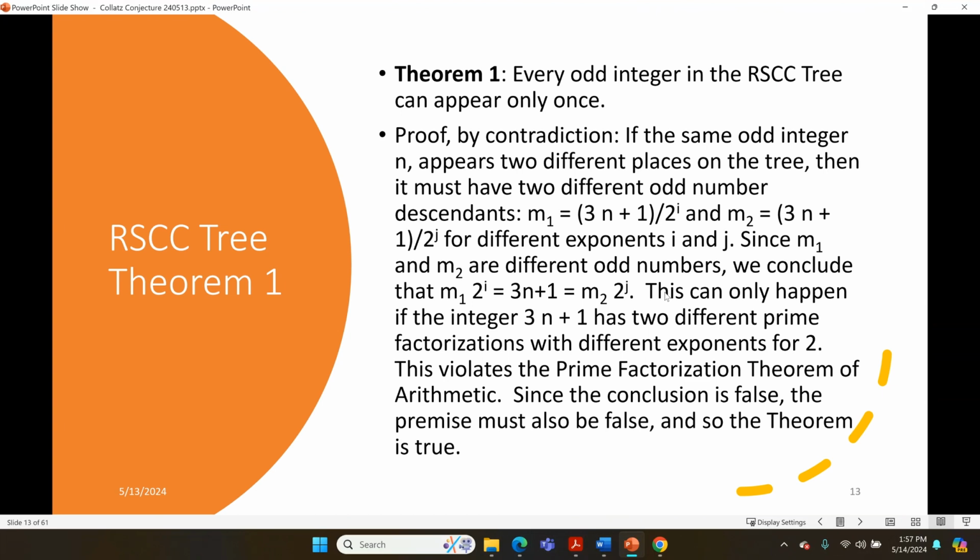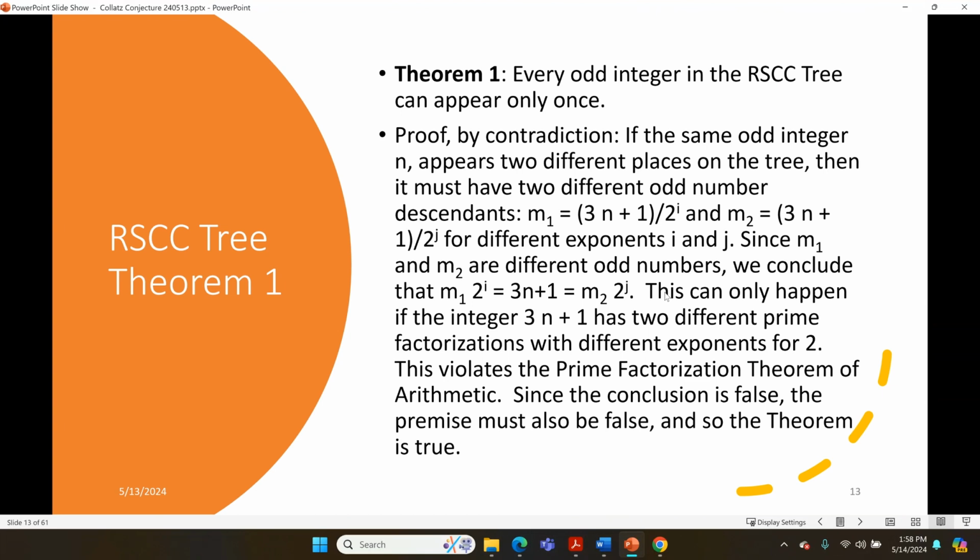A little bit of algebra. We just show that m1 times 2 to the i would be 3n plus 1, and that would also be m2 times 2 to the j. This can only happen if the integer 3n plus 1 has 2 different prime factorizations with different exponents for 2. This violates the prime factorization theorem of arithmetic, so therefore that cannot be true. So therefore the 2 values of n, or the 2 descendants of m, cannot exist. So therefore the hypothesis is contradicted and the theorem must be true.